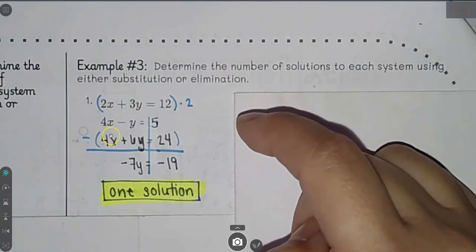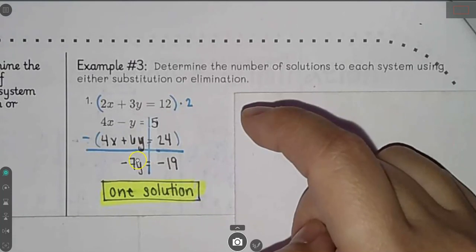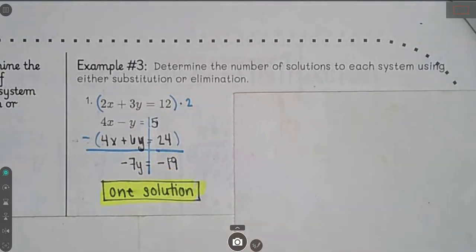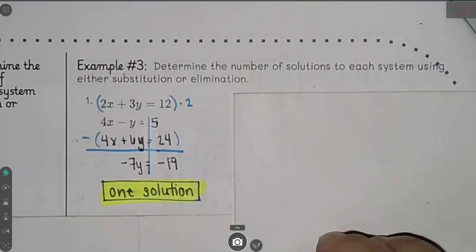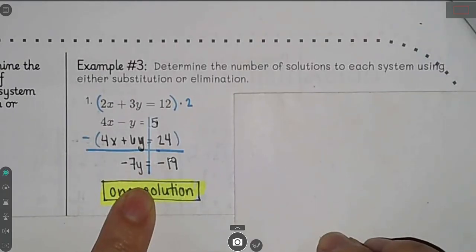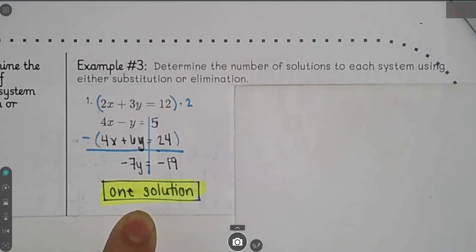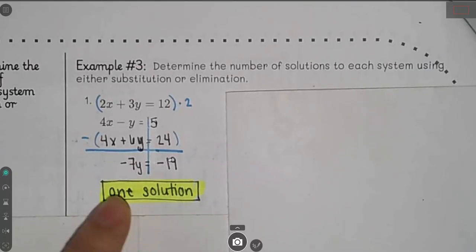4x minus 4x is 0. Negative y minus 6y is negative 7y. Negative 7y equals negative 19. I don't need to solve any further. I can tell that when I divide by negative 7, I'm going to get y equals something. So that means there's one solution. I'm done. Any questions on this one?